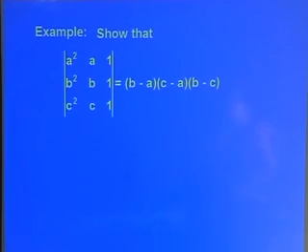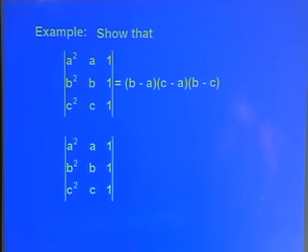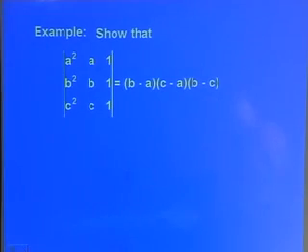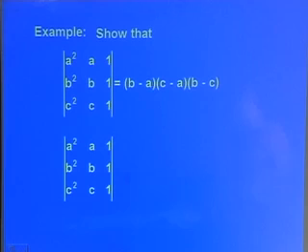Now, in this example we will try to evaluate this determinant by using properties of the determinants which we have discussed so far. In this example, we are trying to show that the value of this determinant is equal to (b minus a) into (c minus a) into (b minus c). Now, this determinant is evaluated using elementary row operations. We will try to reduce this determinant into a triangular matrix.